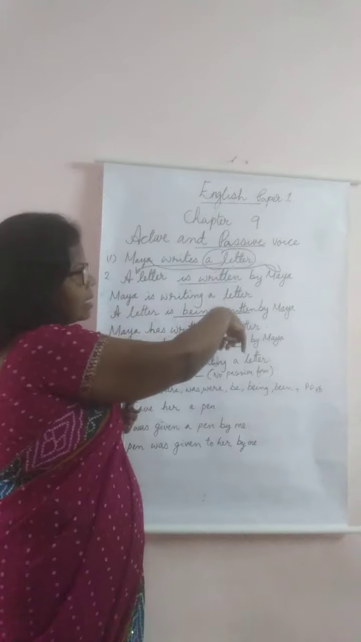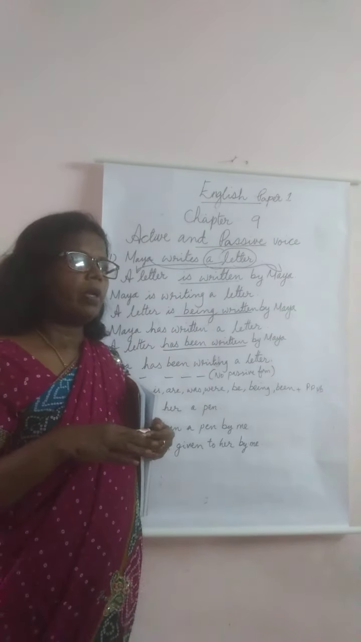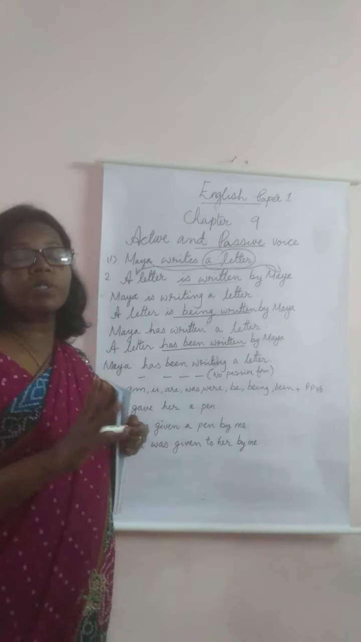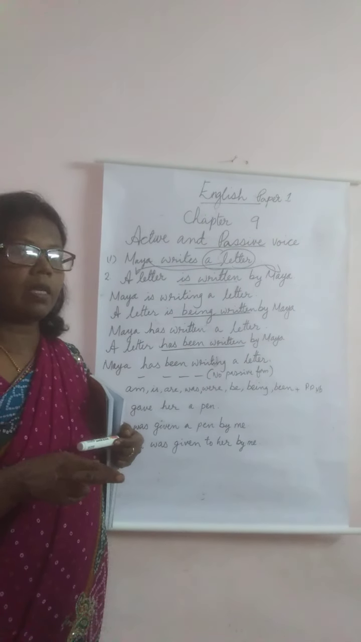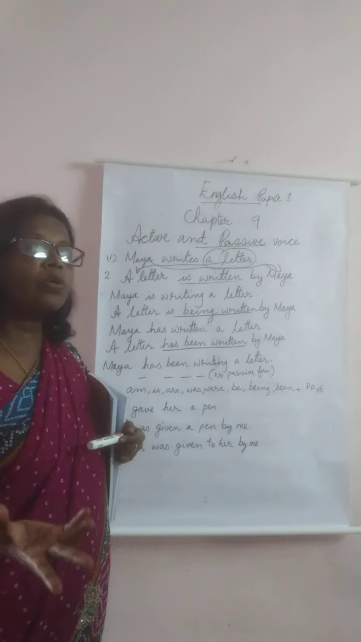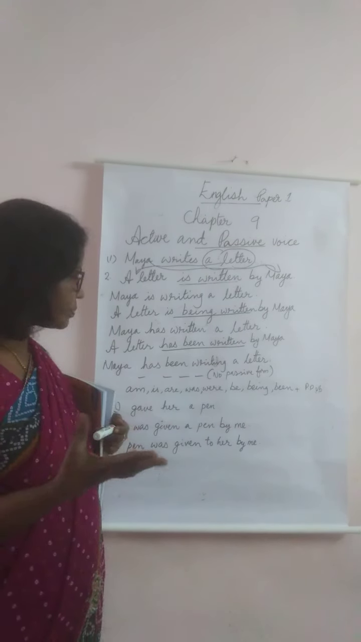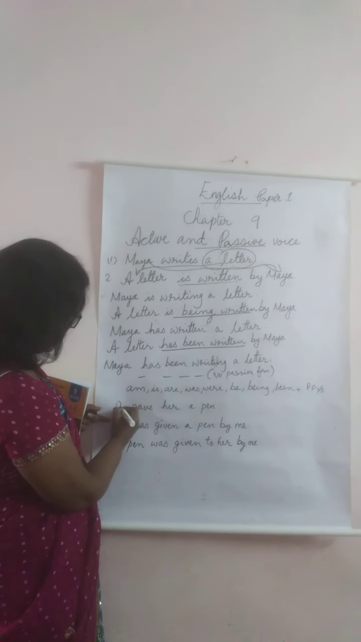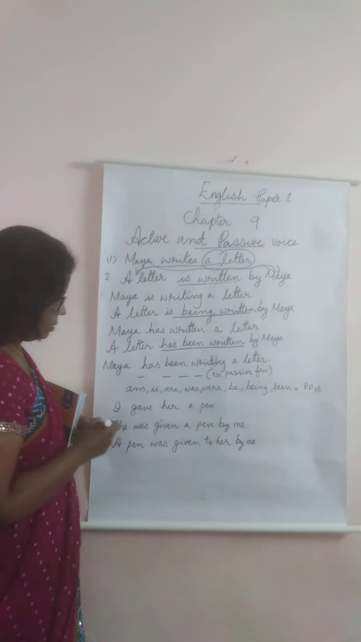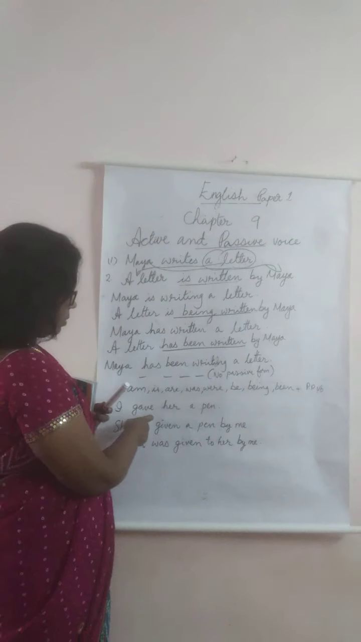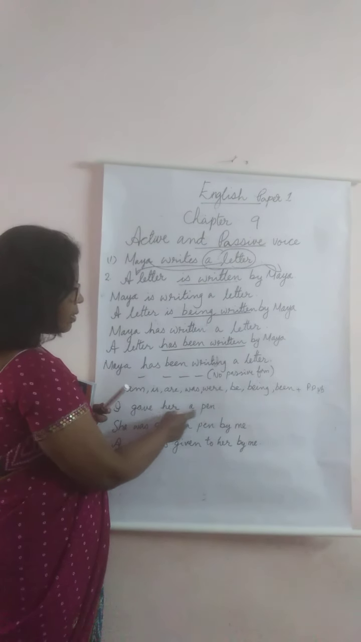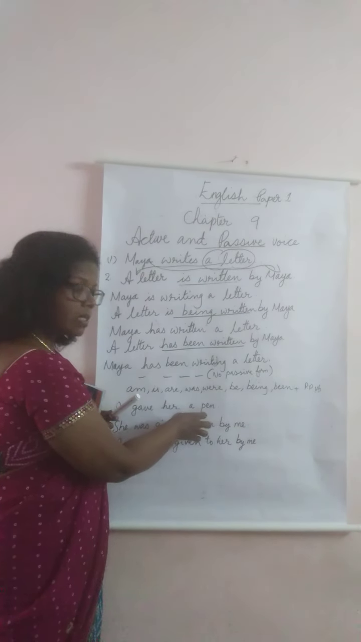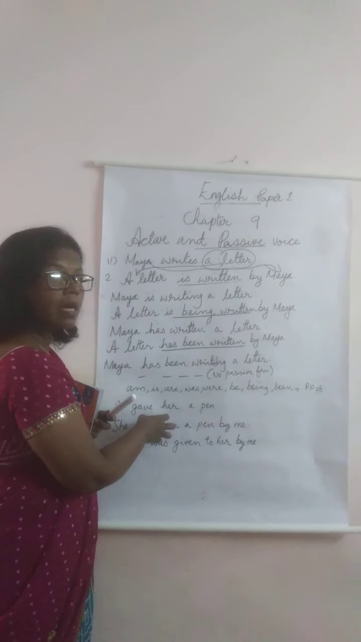See, in all these sentences the verb has an object, and in this sentence only one object is there. Suppose there are 2 objects in one sentence. If the verb has 2 objects, then how will you change it into passive voice? Now I've given an example here. I gave her a pen. Okay, so I is the subject, gave is the verb. I gave what? A pen. So this is the direct object. A pen is the direct object, and an indirect object is also there, that is her.